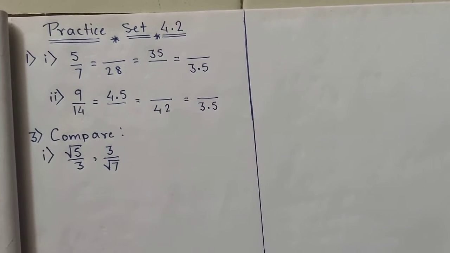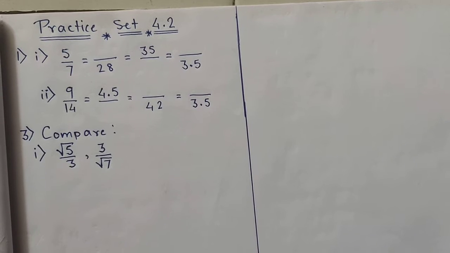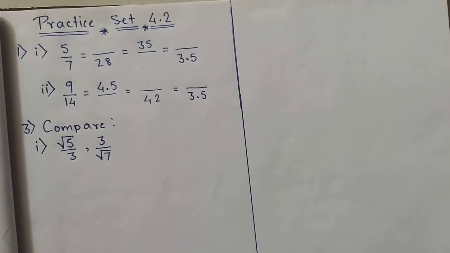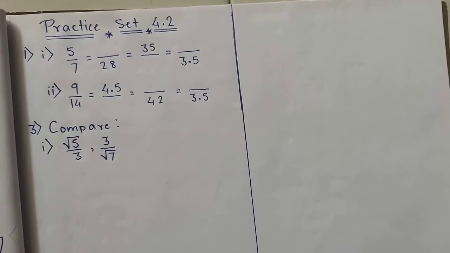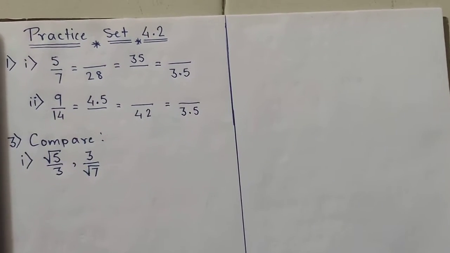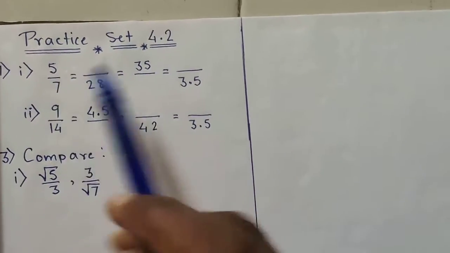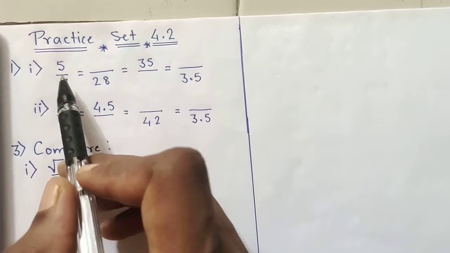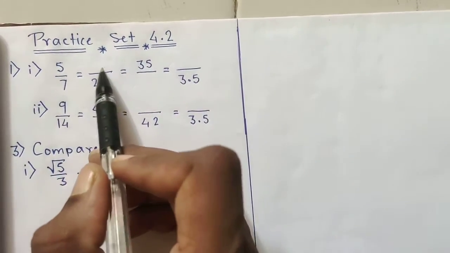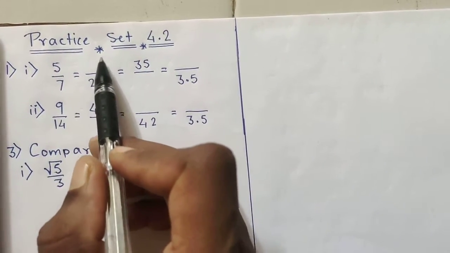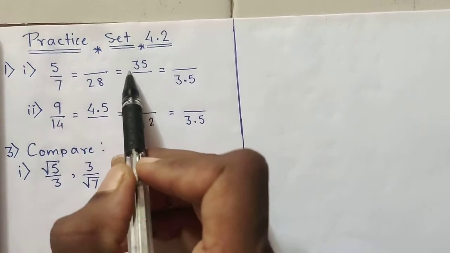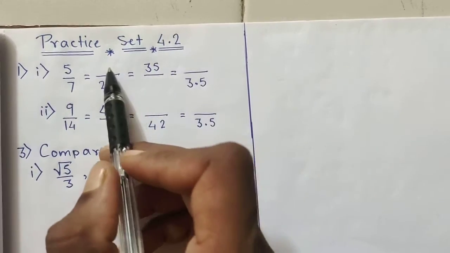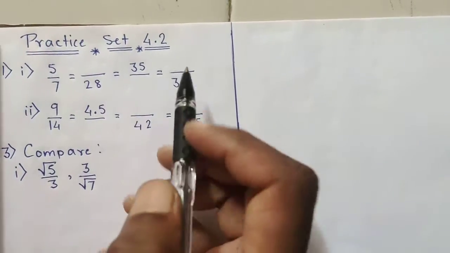Your question is, using the property A upon B is equal to AK upon BK, fill in the blanks by substituting proper numbers in the following. Okay, now see your first question. 5 upon 7 is equal to a blank upon 28 is equal to 35 upon a blank is equal to 3.5 upon a blank in the denominator. So in these three places you have to put proper numbers.